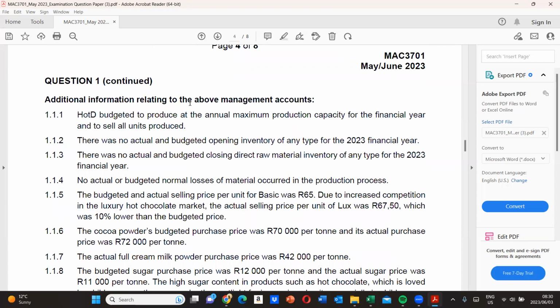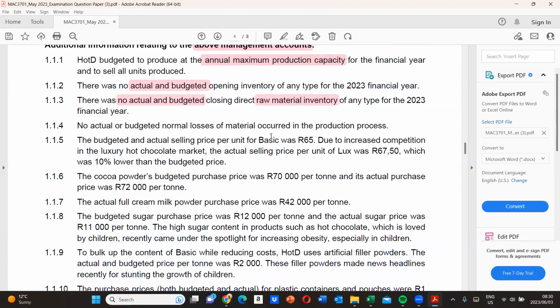Additional information relating to the above management accounts. Hot D budgeted to produce at the annual maximum production capacity for the financial year and to sell all units produced. There was no actual and budgeted opening inventory. So can you see there's no opening inventory for any type for the 2023 financial year? There was no actual and budgeted closing direct raw material inventory of any type for the 2023. No actual or budgeted normal losses of material occurred in the production process.